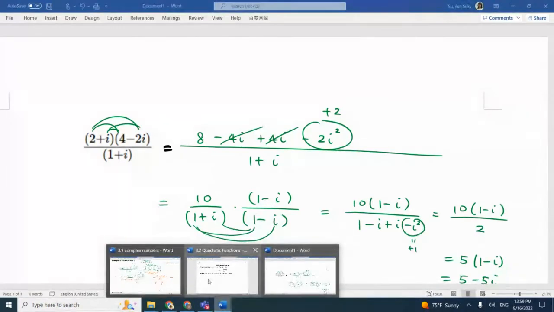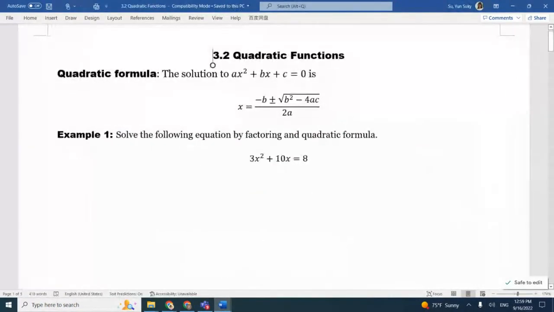And now let's look at 3.2, quadratic functions. So this is the quadratic formula. The solution to the quadratic equations ax squared plus bx plus c equals 0. And this is the quadratic formula. Have you learned the quadratic formula before? Yeah, negative b plus or minus square root of b squared minus 4ac over 2a.